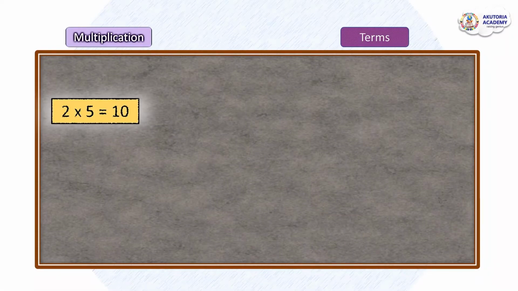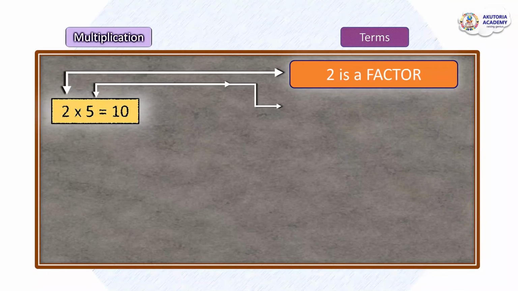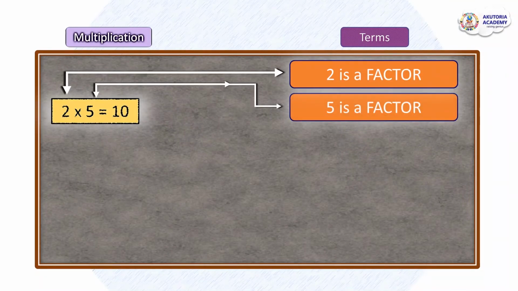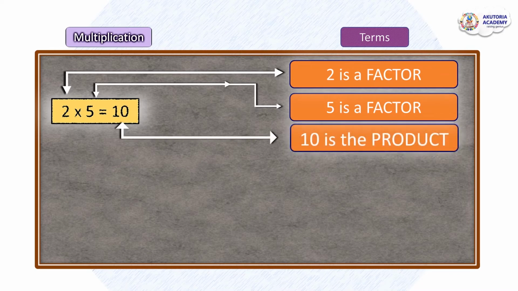Moving over to multiplication, let's take this example. 2 multiplied by 5 equals 10. In multiplication, the numbers that are to multiply each other are called factors. So 2 is a factor and 5 is also a factor. The result gotten when these two factors are multiplied is called the product. So 10 is the product of 2 and 5.